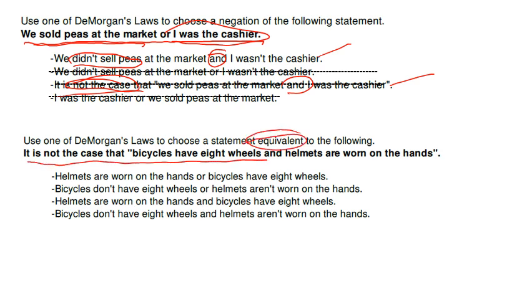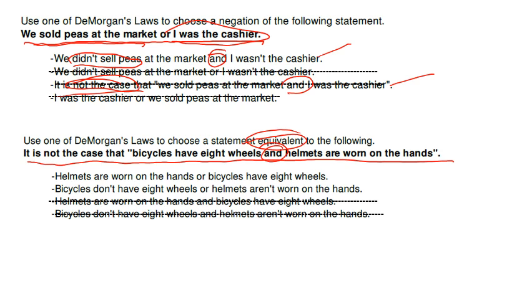Well, that statement here is a negation of an and statement. Well, if we're going to negate an and statement, it's going to become an or statement. So we know that the third one is not possible. The fourth one is not possible. So it's between the first and second one.